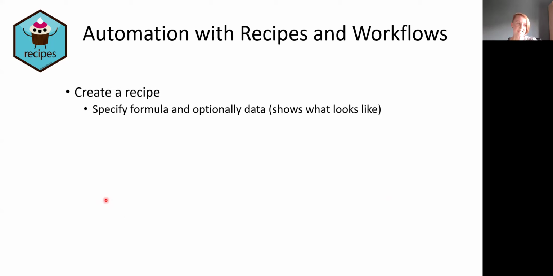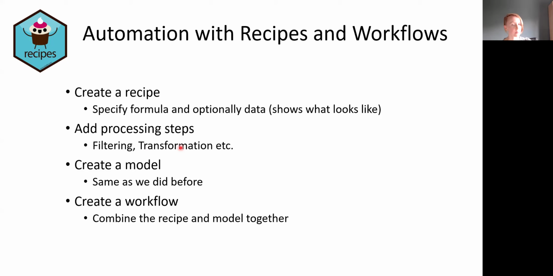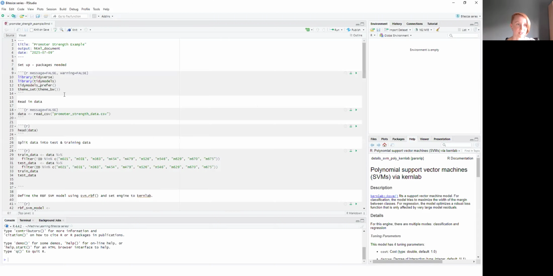So the steps for this: we're going to create a recipe. We'll tell it our formula and show it our data, although it won't actually input it yet. This is the same as we saw with the model. And then we can add pre-processing steps to it. This is where we'll set our dummy variables. Then we can create a model in the same way as we did before and create a workflow to combine all of this. Okay, so given that, we'll go over to RStudio and look at some code I prepared earlier.